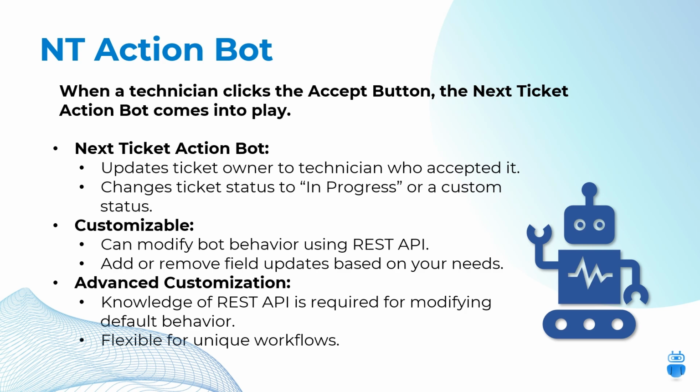If your team has specific requirements, like additional fields that need to be updated when a technician accepts a ticket, or if you want to change the default actions, such as keeping the ticket owner unchanged, this is possible through the action bot. But keep in mind, customizing the bot beyond its default settings requires knowledge of REST API. So if you want more advanced functionality, like skipping the ticket owner update or triggering different status changes, you'll need to modify the REST API block. If REST API isn't your area of expertise, don't worry. You can always reach out to our ProServe team for assistance in making the necessary adjustments.